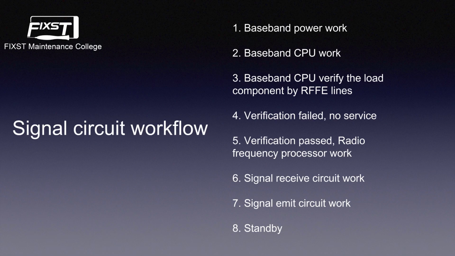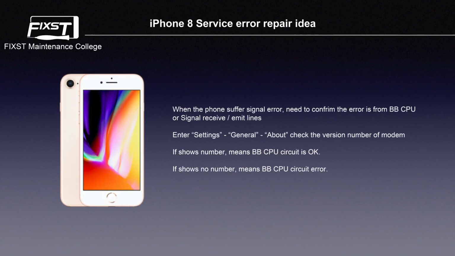6. Signal receive circuit works. 7. Signal emit circuit works. And last, standby. iPhone 8 service error repair idea: when the phone suffers a signal error, you need to confirm whether the error is from the BB-CPU or the signal receive or emit lines.